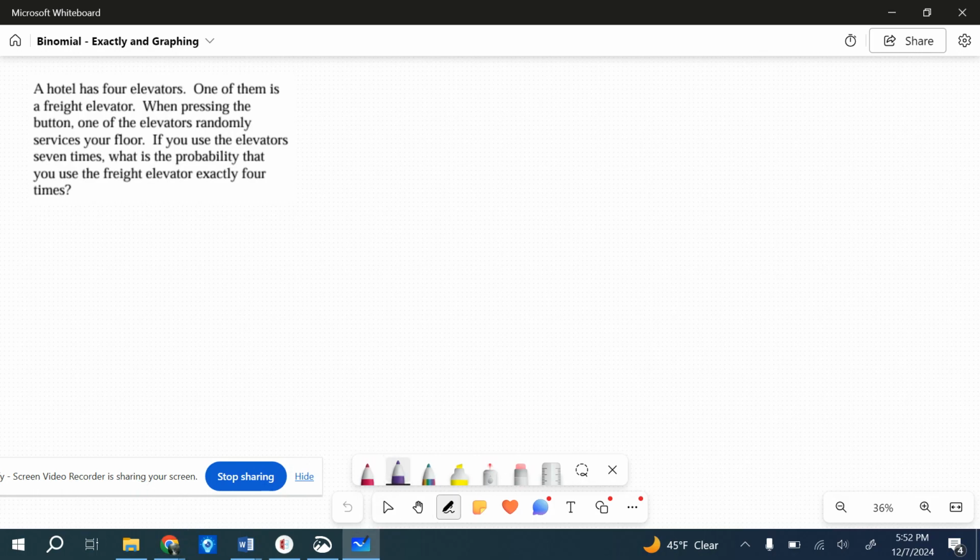So, first thing, how do I know this is binomial? Well, we check BINS. So B, is it binary? Are there 2 outcomes? So what are the 2 outcomes? Well, my question was about the probability that you get the freight elevator. So we get the freight one or the regular elevator.